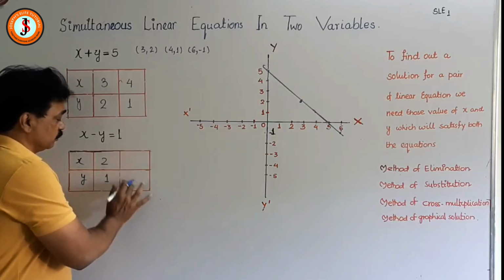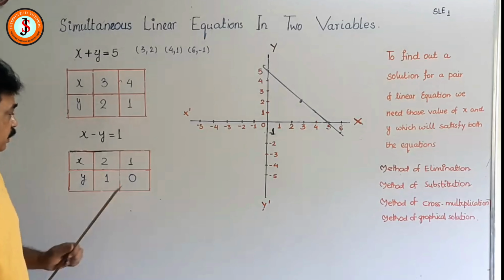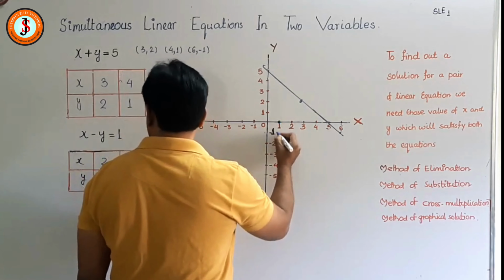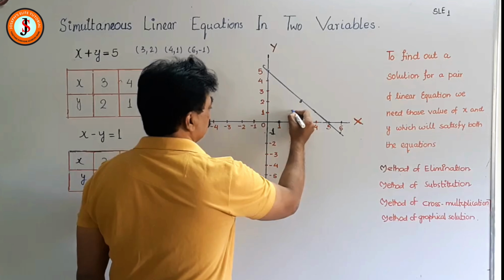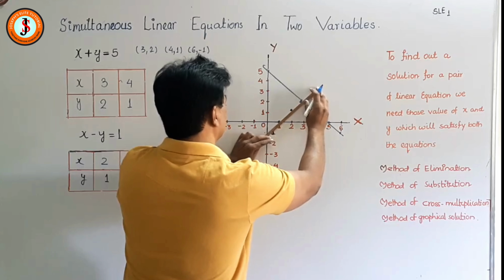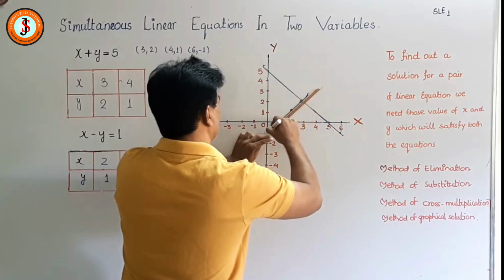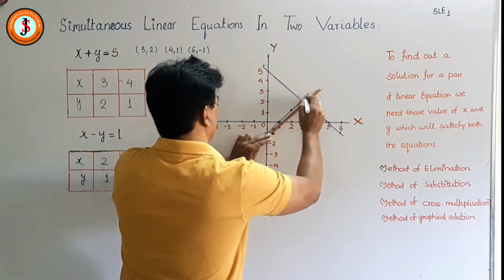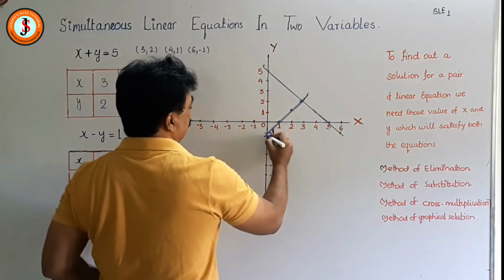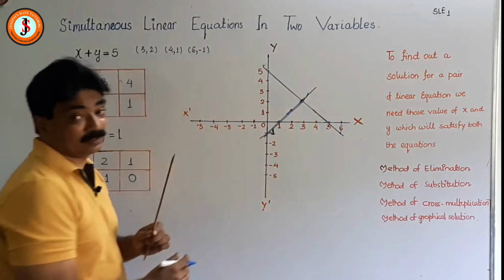Suppose I put 1 and 0. So now if I take 1 and 0, x is equal to 1, y is 0. And if I take x is equal to 2 and y is equal to 1, and then I join these two points, I get another straight line, and these two straight lines intersect at one point.